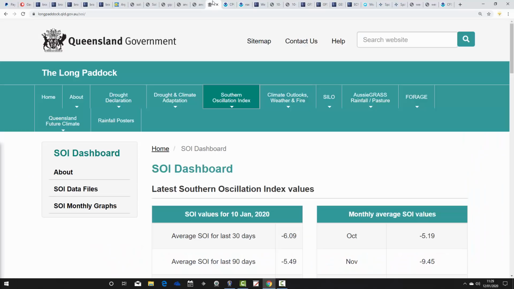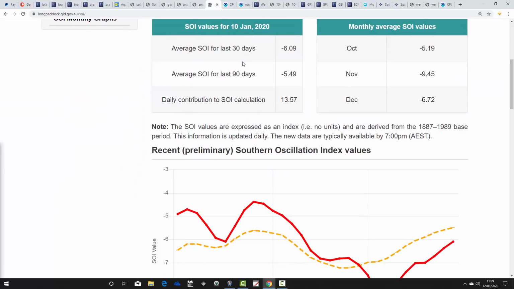Southern Oscillation Index next. So this is measuring the atmospheric pressures in the southern Pacific Ocean. It's measuring the pressures between Darwin and Tahiti. And so when the SOI is in its negative phase, then the atmosphere will be reflective of El Nino. When the SOI is in its positive phase, then the atmosphere will be reflective of La Nina. This is from Queensland government.